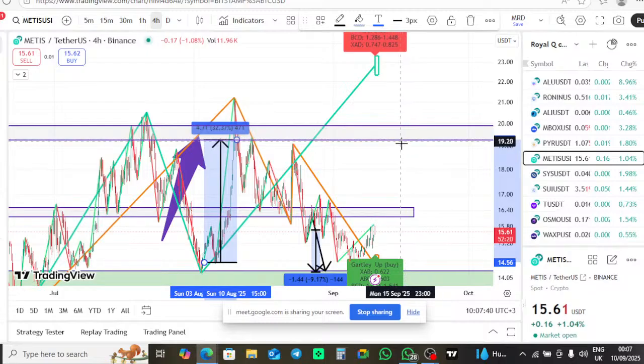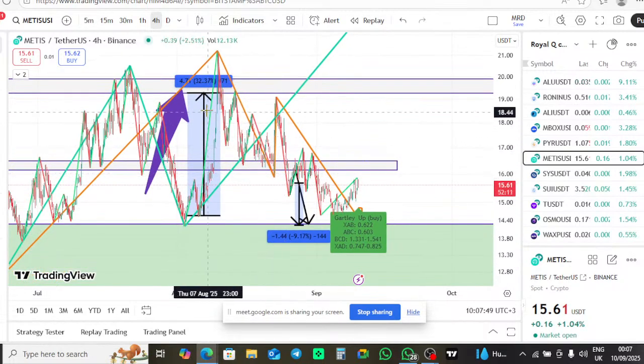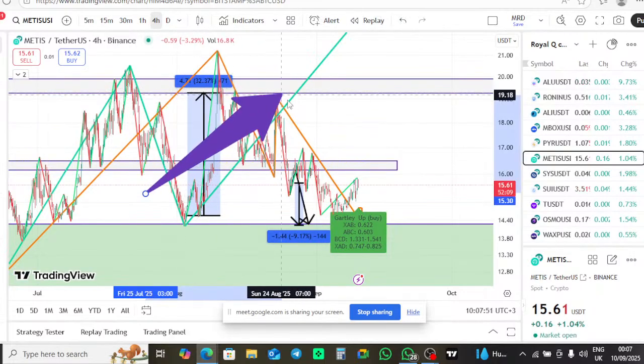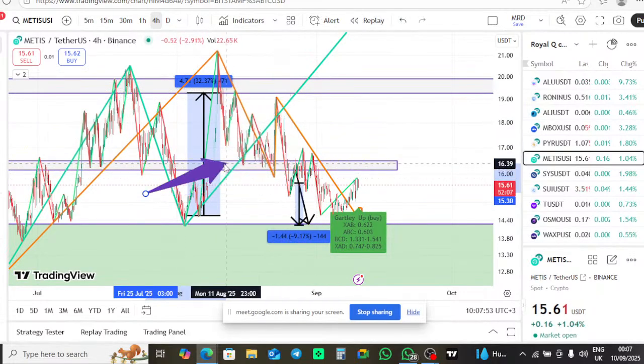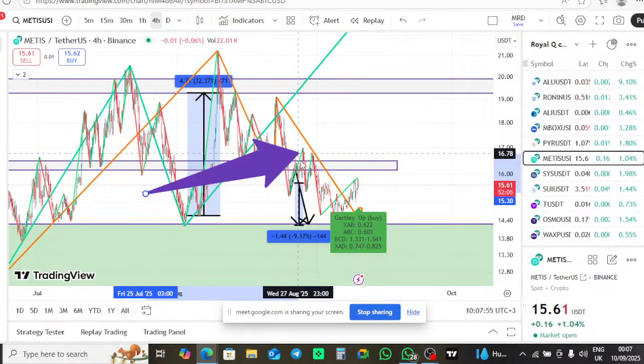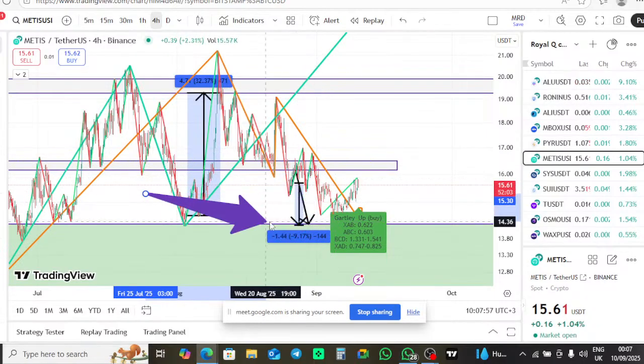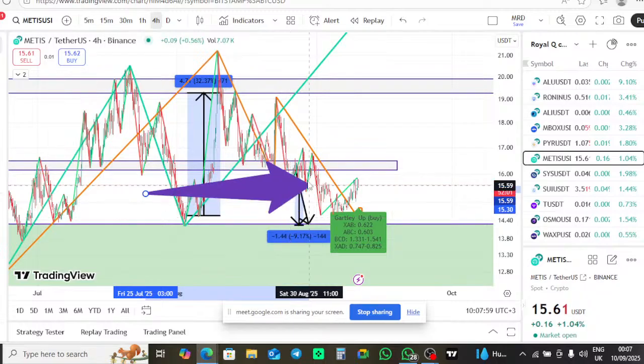So the resistance and supports are very, very much important. So if I could short the market all the way from here, I could short. I first take this profit, then after closing below it, I could look at this take profit. And you can see it's what I measured.